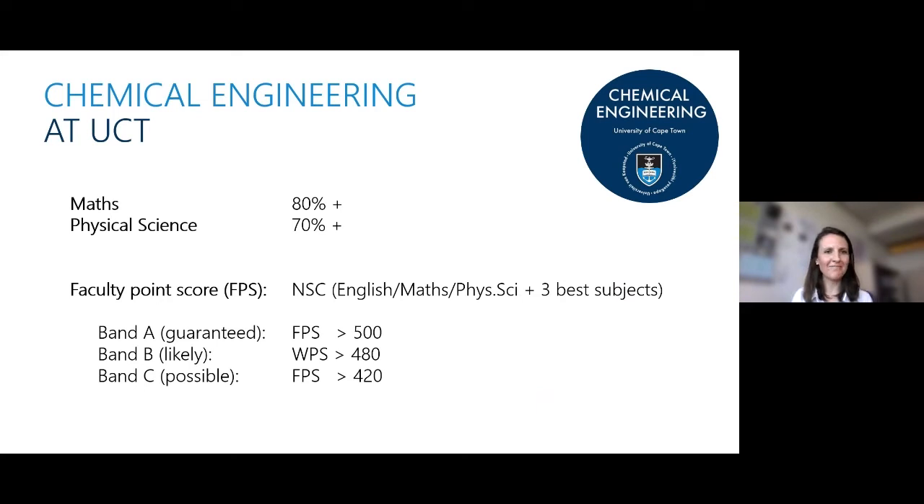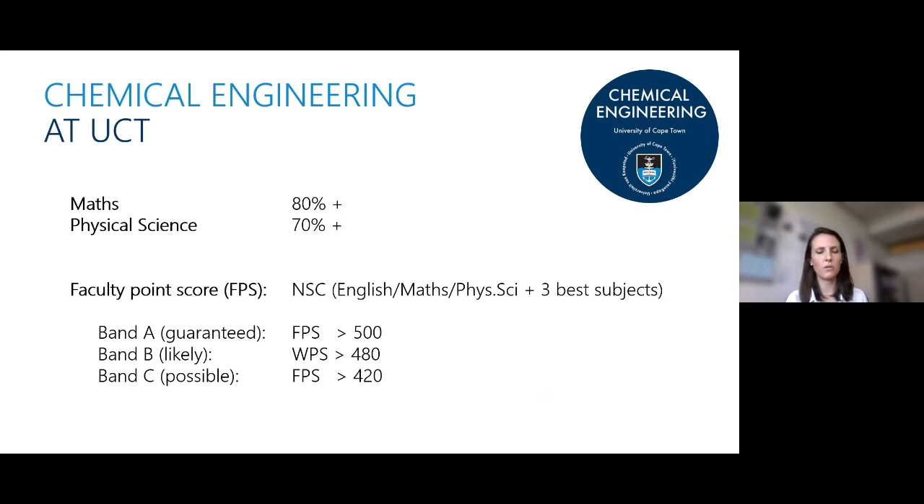Then the nitty-gritty: what do you need to have achieved in your matric, or whatever program you're studying at school at the moment, in order to enter chemical engineering at UCT. So if you're doing matric, which is the easiest to describe, you need to get at least a mark of 80% for mathematics and at least a mark of 70% for physical science. Students who get less than those are not offered places in our program.